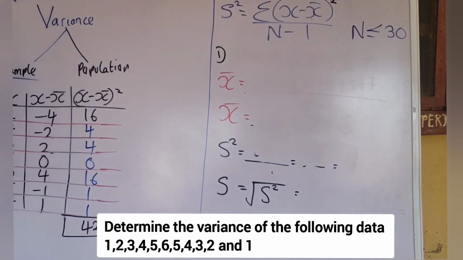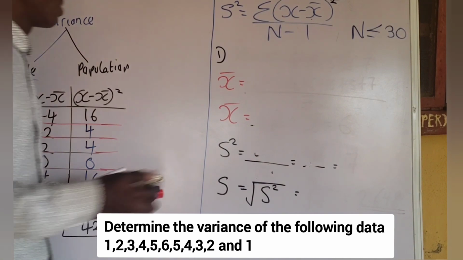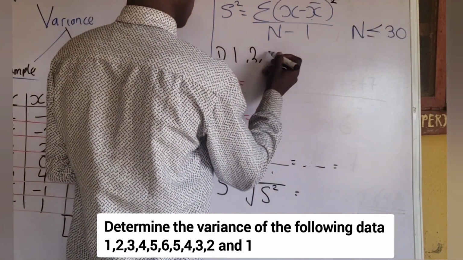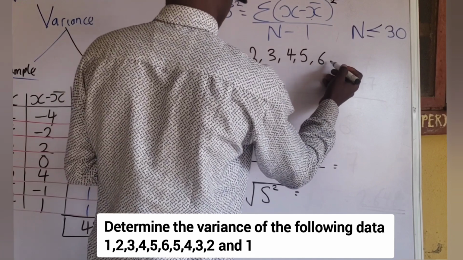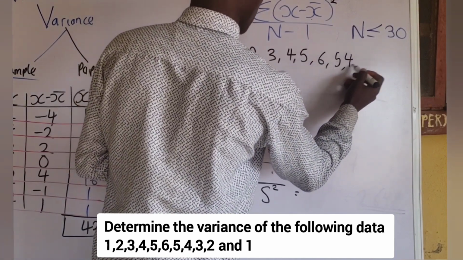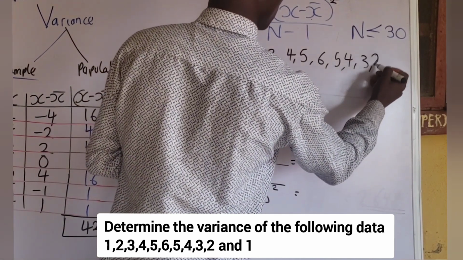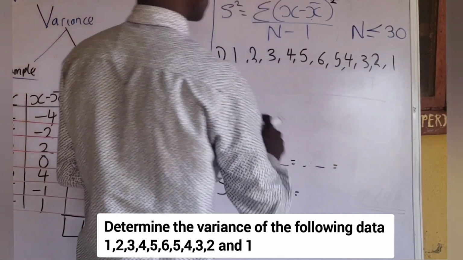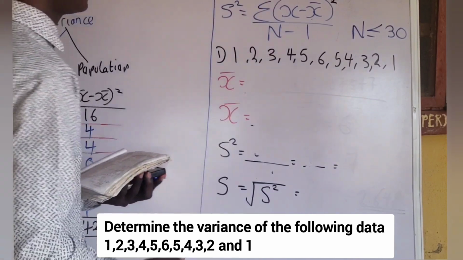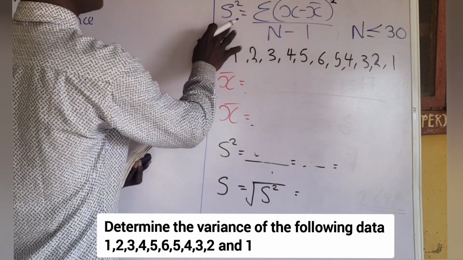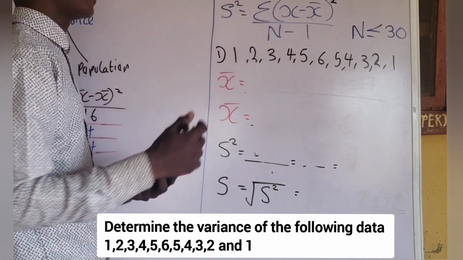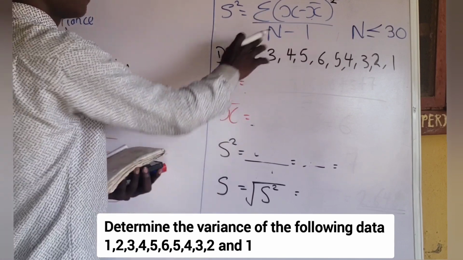Okay, we are asked to find the sample variance and standard deviation of 1 2 3 4 5 6 5 4 3 2 1. We are asked to find the variance and the standard deviation of the data. Don't forget that the formula for variance is what? Summation of (x minus x bar) squared all over n minus 1.